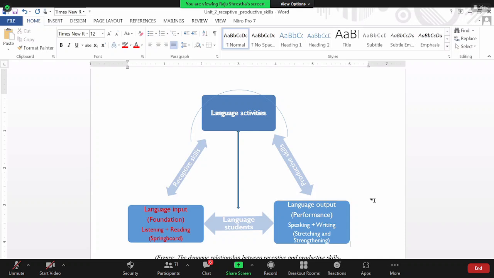So we have to jump, we have to bounce. It means we have to stretch our learning.